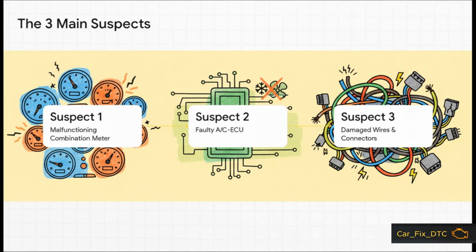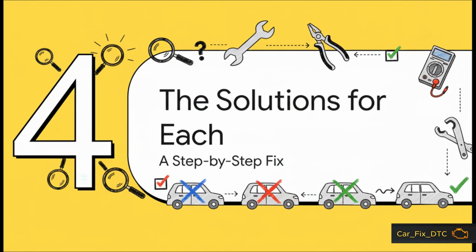Now, according to the pros, the problem almost always boils down to one of these three culprits. And there's a really simple reason why. You've got the sender of the message, that's the combination meter. You've got the receiver, the AC ECU. And then you have the pathway between them, the wires. It just makes sense, right? The breakdown has to be happening in one of those three places. All right, we have our suspects all lined up. Now it's time to figure out which one is guilty. The good news is, for every suspect, there's a specific fix we can apply.